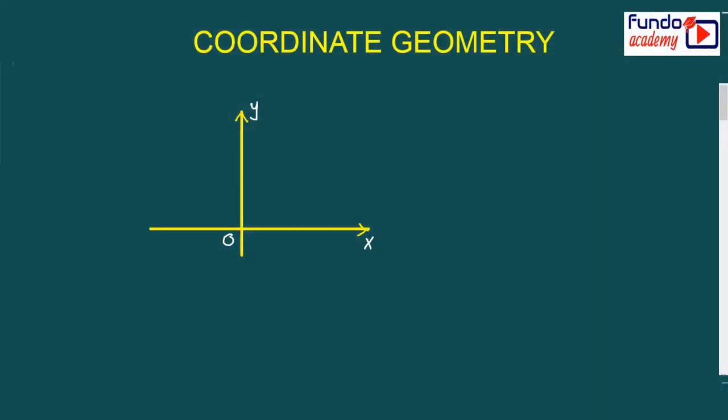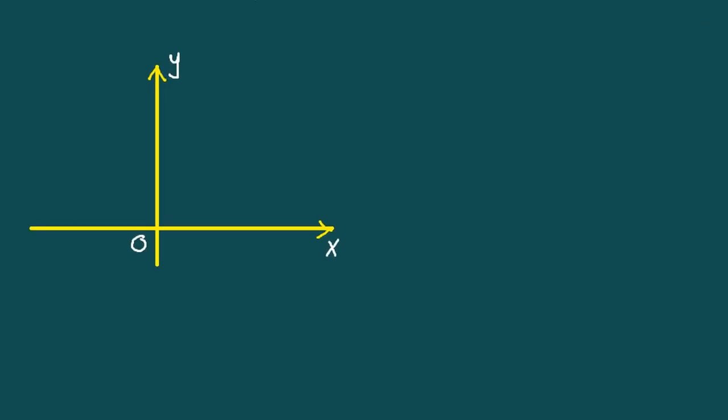Welcome back. In this tutorial we're going to be talking about perpendicular lines. Let's have two lines on the Cartesian plane that are perpendicular. In other words, these lines meet at right angles.